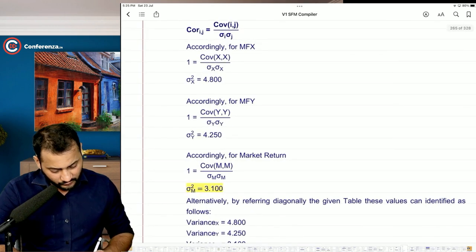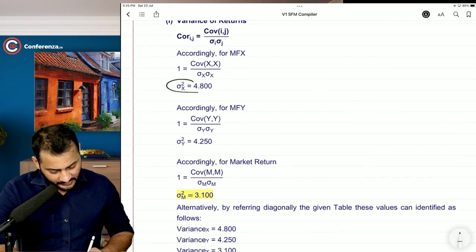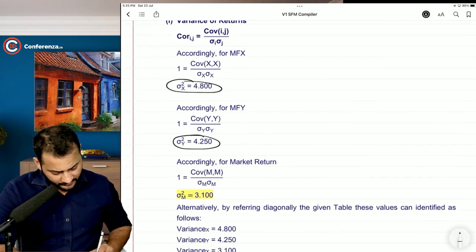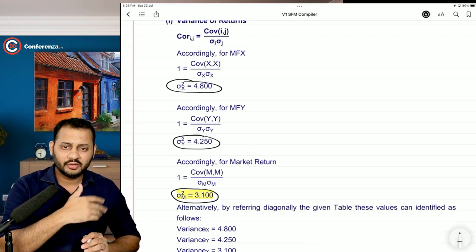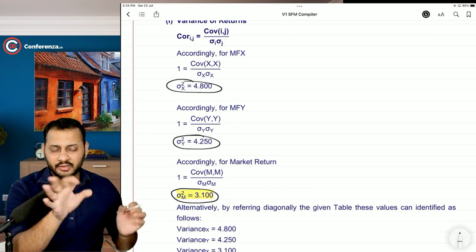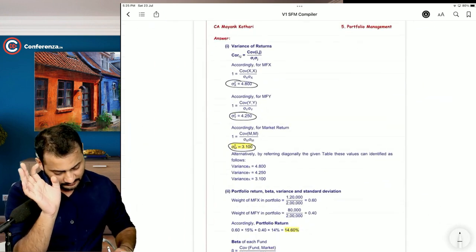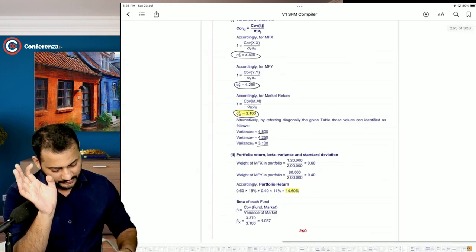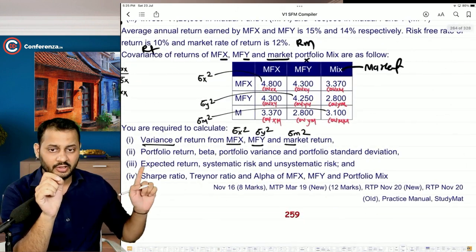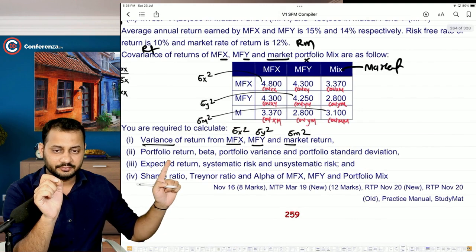Where is that? 4.8, 4.25 and 3.1. Are you okay with that? You don't have to write down anything. It's all about the data which is already given. 4.8, 4.25 and 3.1 alternatively. Now, the second part, portfolio return.